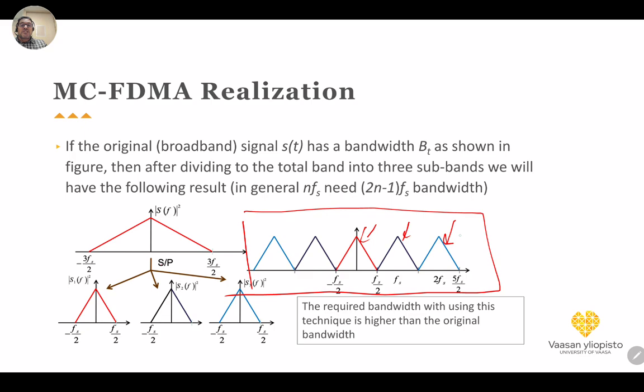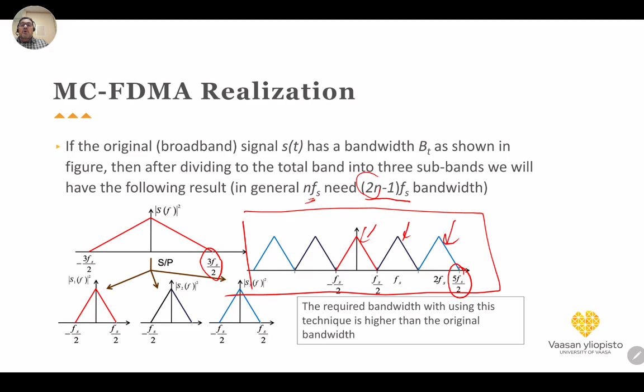So the total bandwidth was 3fs over 2. Here the total bandwidth is 5fs divided by 2. Actually, if the original bandwidth is N fs, then what we need using multi-carrier frequency division multiple access is (2N minus 1) times fs. And remember that in multi-carrier, like serial to parallel, usually the number of parallel subbands can be very high, can be 100, 200, 1000. So now the bandwidth will be multiplied by 2. It is a very large bandwidth, so it is wasting bandwidth.